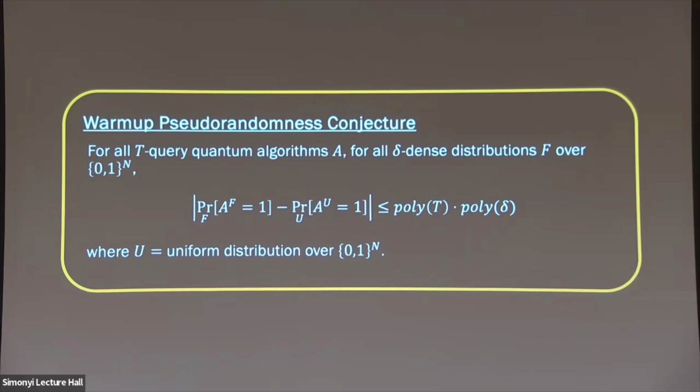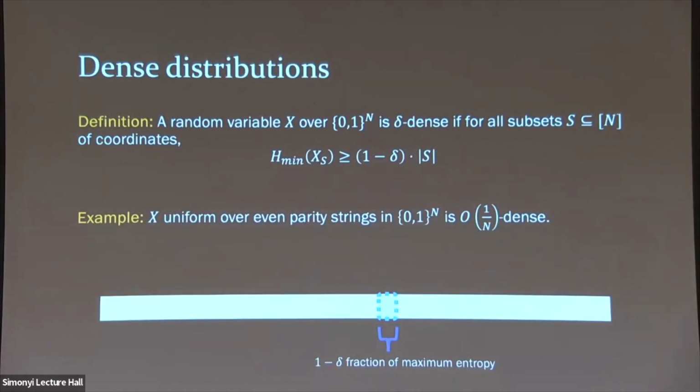Can you show the definition again of delta? Yeah. So every window, you see 1 minus delta fraction of the maximal entropy. Why is this not equivalent to just a min entropy condition on X itself? Doesn't that capture it? So if you have a string X with some min entropy deficit, some of the bits can be fixed.